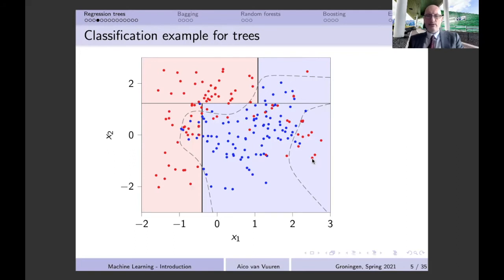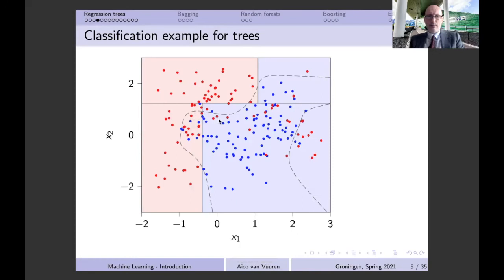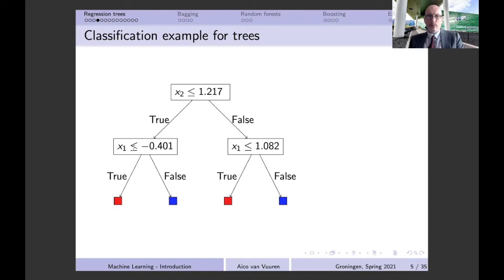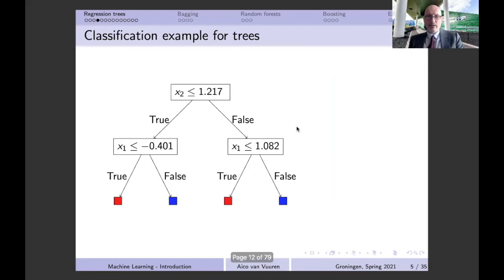That means that in terms of our tree, the tree is already going to look much fancier. It now looks like this one over here. At the moment that we are over here, that means we are in this lower area. And then if x1 is smaller or equal to -0.401, then we end up over here in our picture, in this area, and according to this tree we make a red prediction. If that is not true, then we go in this direction, which means in this picture we end up over here, and according to both the picture and the decision tree, we make a prediction equal to blue.